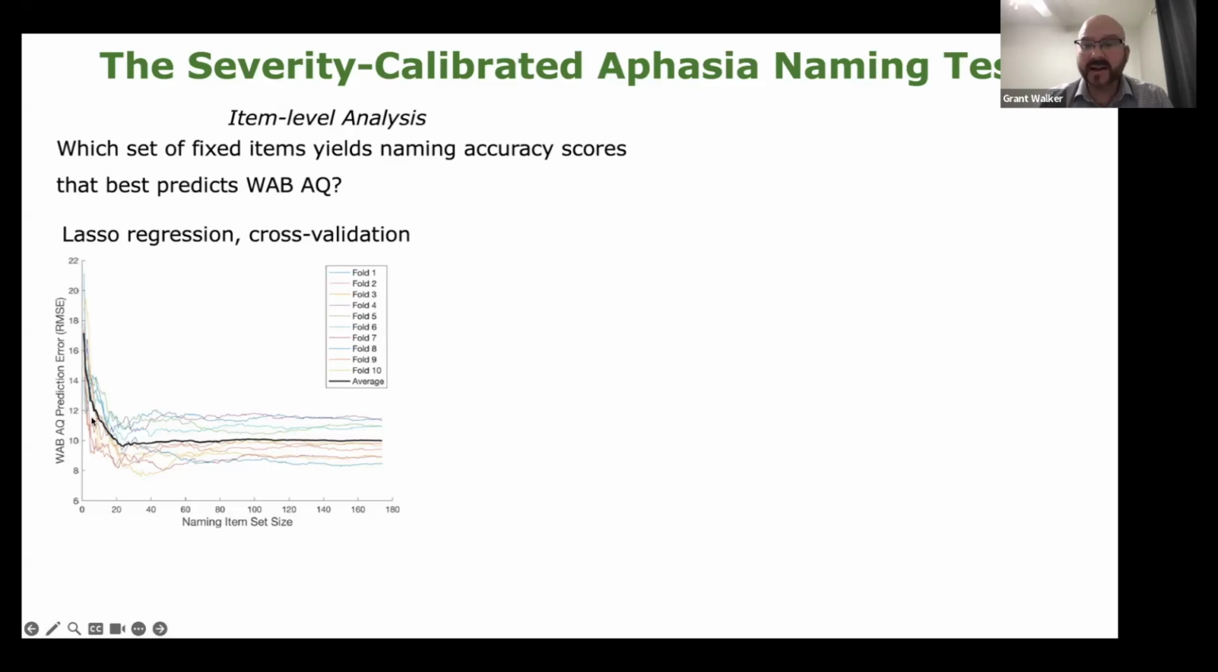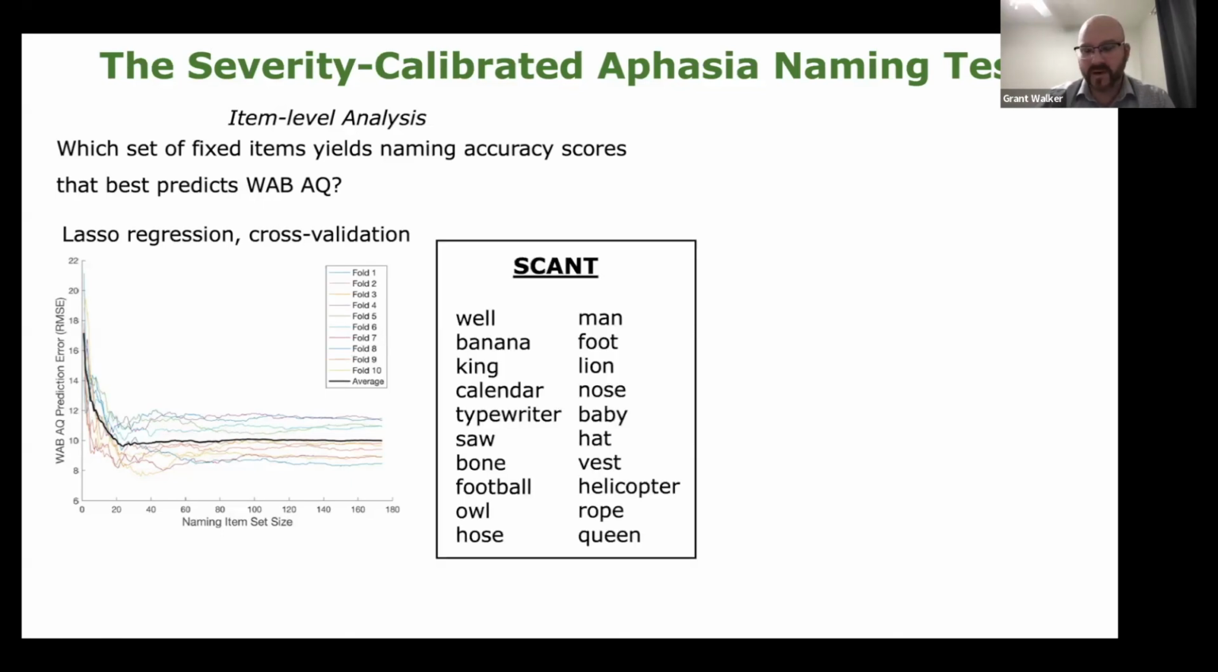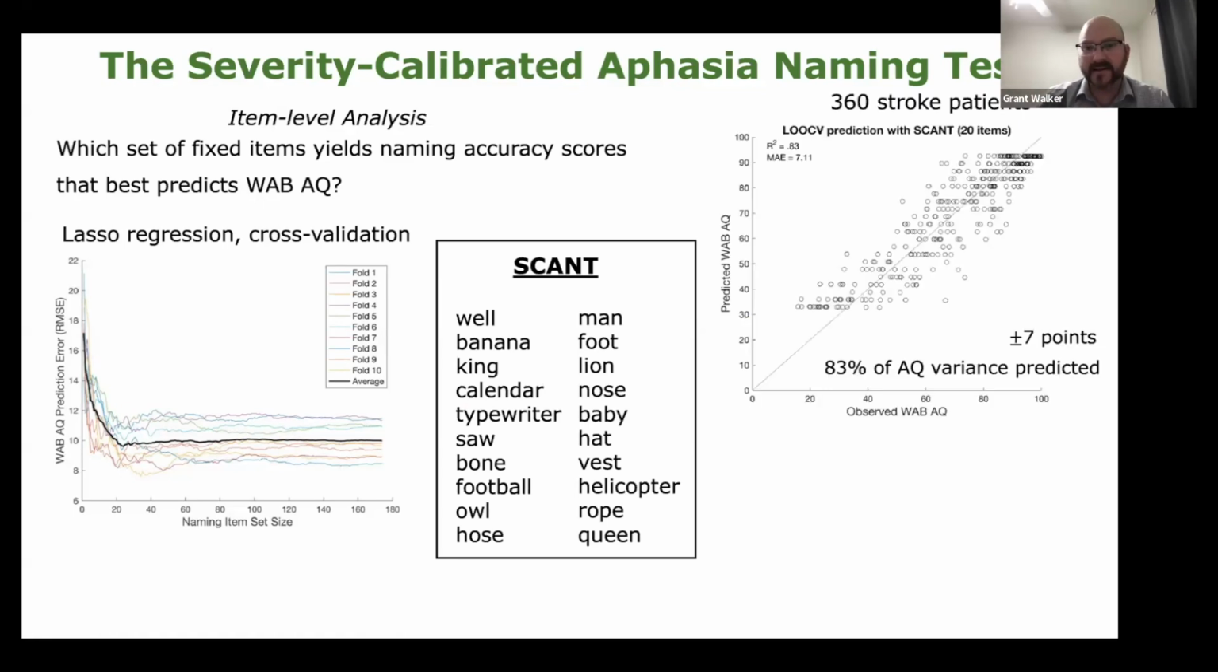So with fewer than 20 items, you're losing information about the overall aphasia severity, but more than 20 items is redundant. You're not getting any benefit from that as far as predicting the WAB AQ with a linear regression. There might be reasons why you might want more items, but for this purpose, 20 items was a nice objective number for us to use. And these, in fact, are the 20 items.